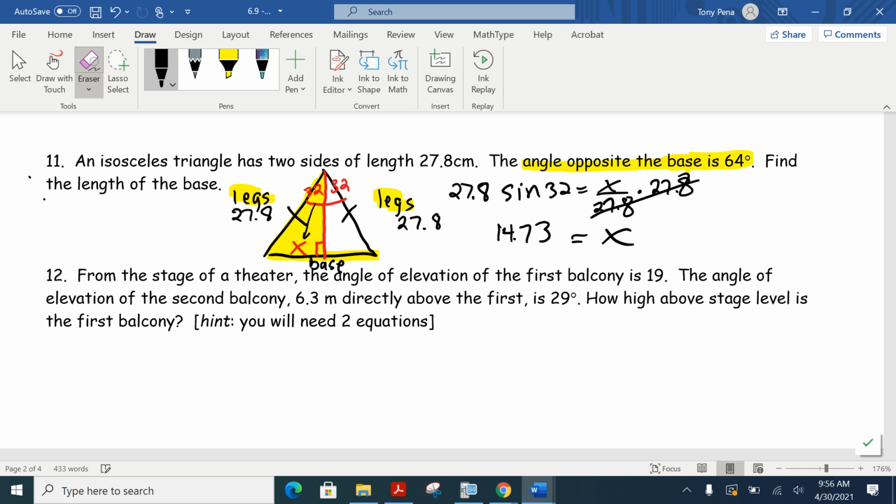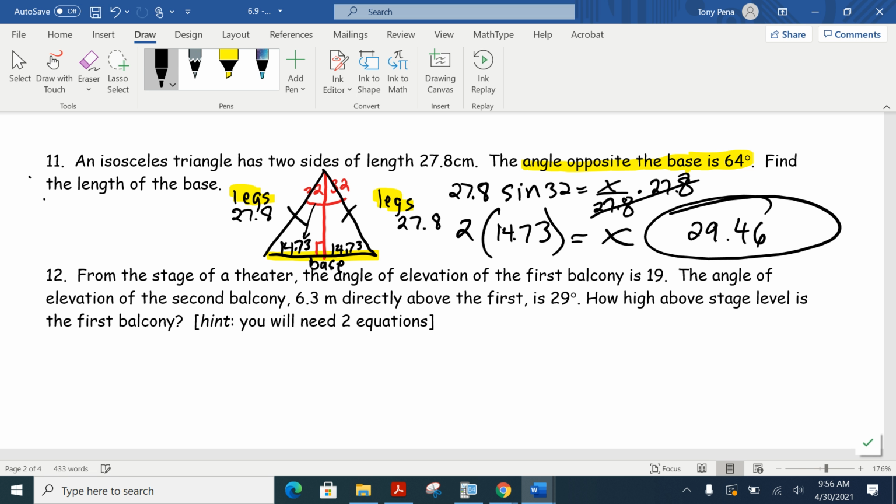Good. So what he said, if you didn't hear him at home, he got 14.73. So that's this right here. And then he said he had to multiply that by 2 because this one over here would also have to be 14.73. So if we multiply that by 2, what was that? 29 point what? 29.46. Yeah, that makes sense. All right, and then that's our length.